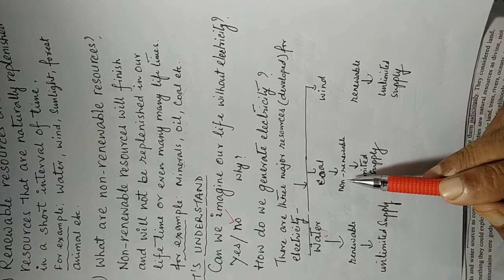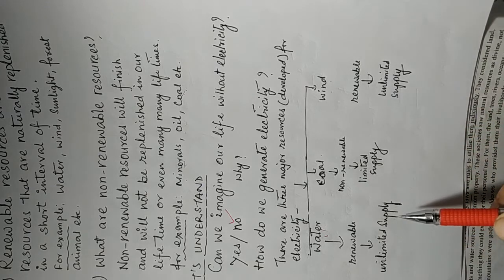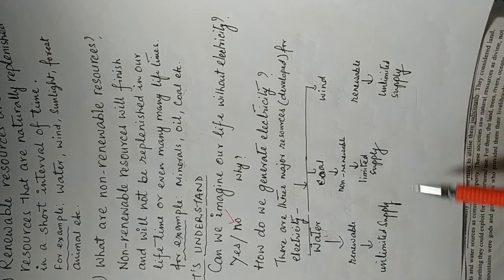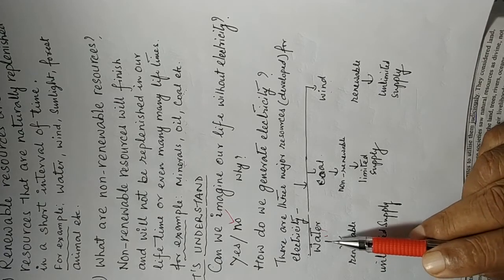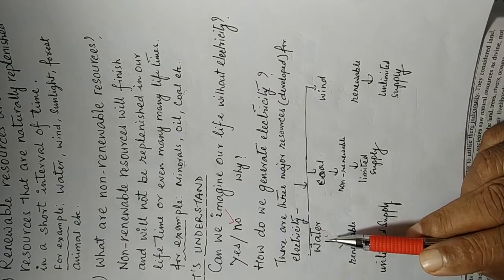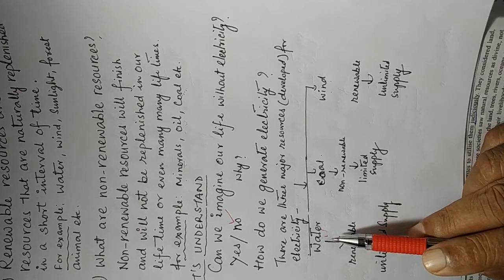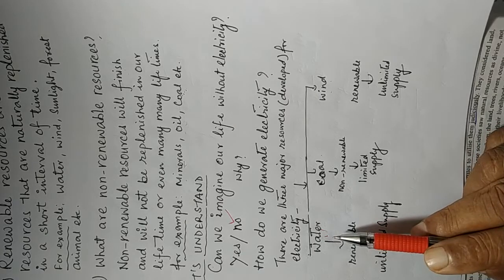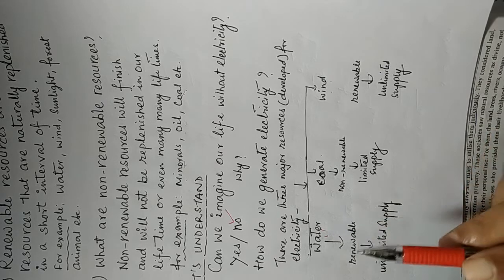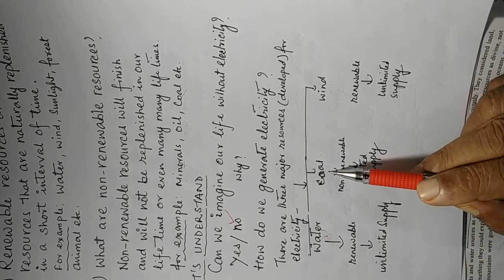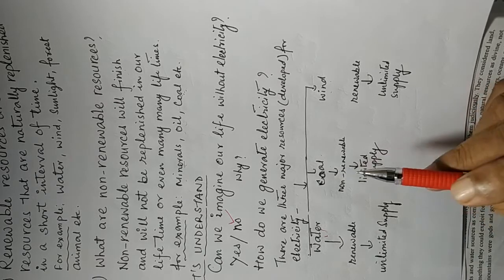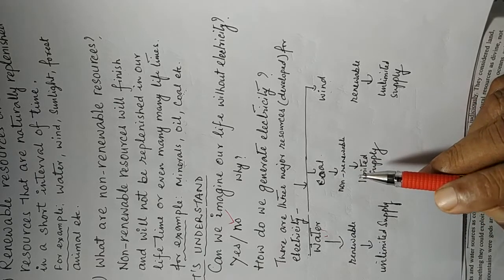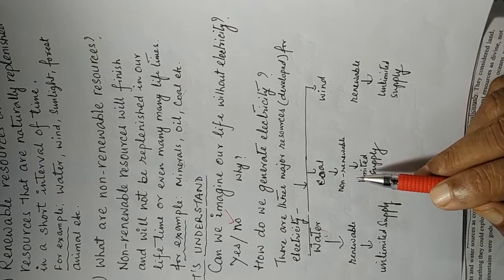Okay? So I hope that you understand the difference between renewable and non-renewable. Renewable means, again I repeat, the resources that are naturally replenished and have unlimited supply. And non-renewable means resources which are in limited supply and cannot be replenished.